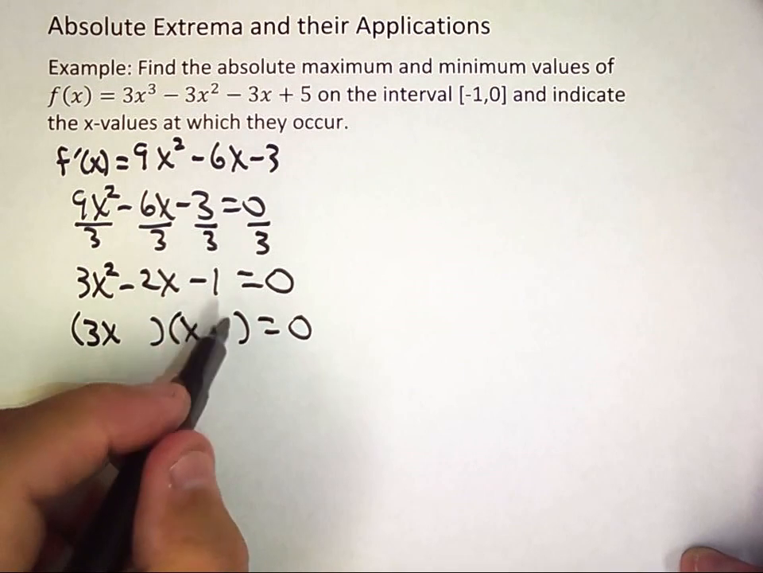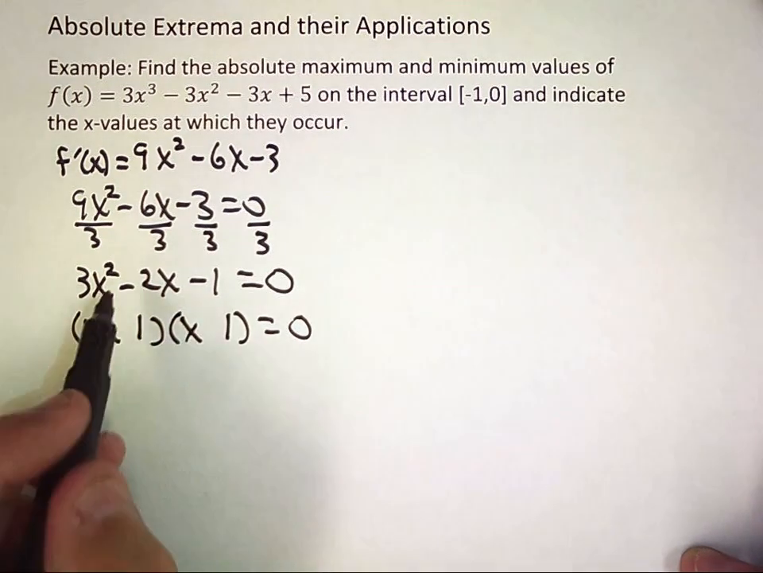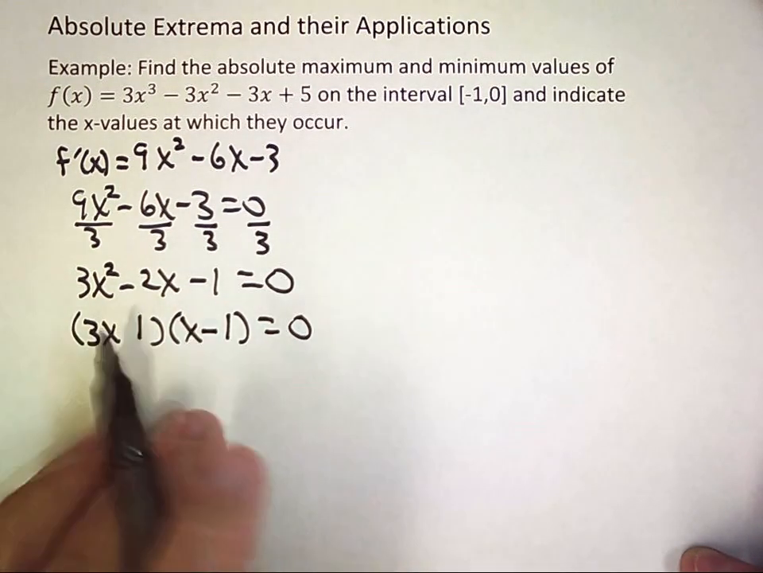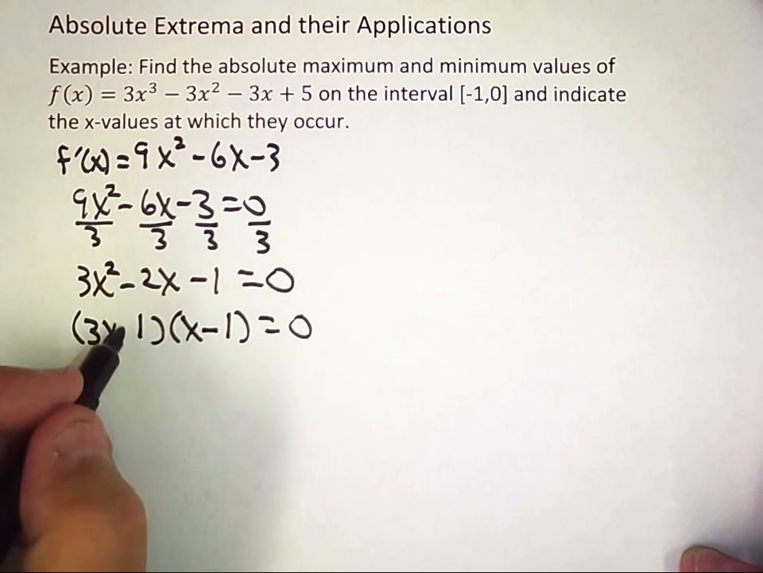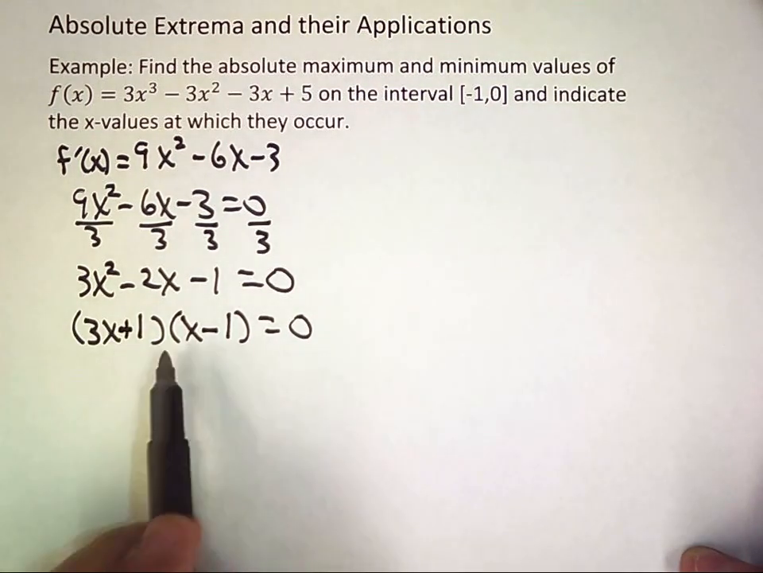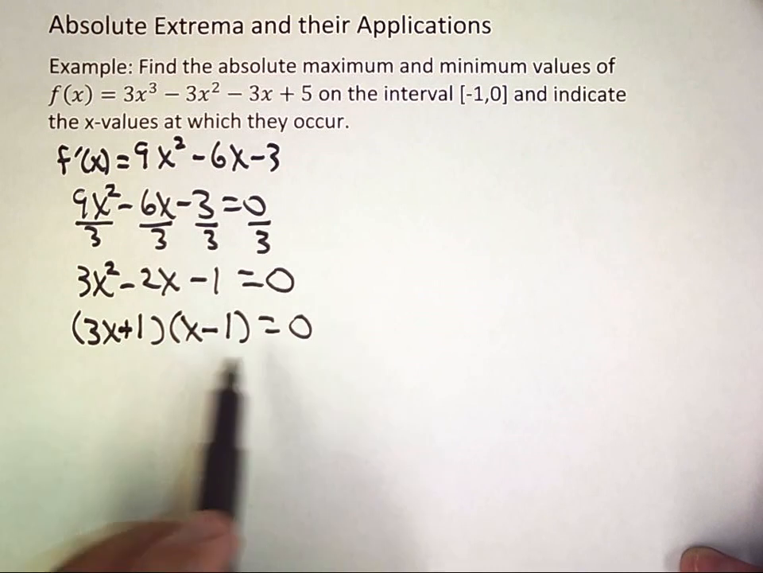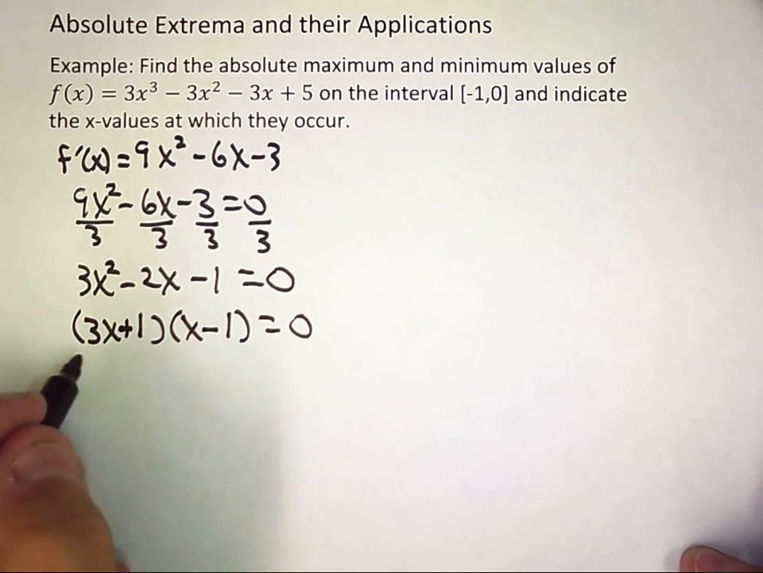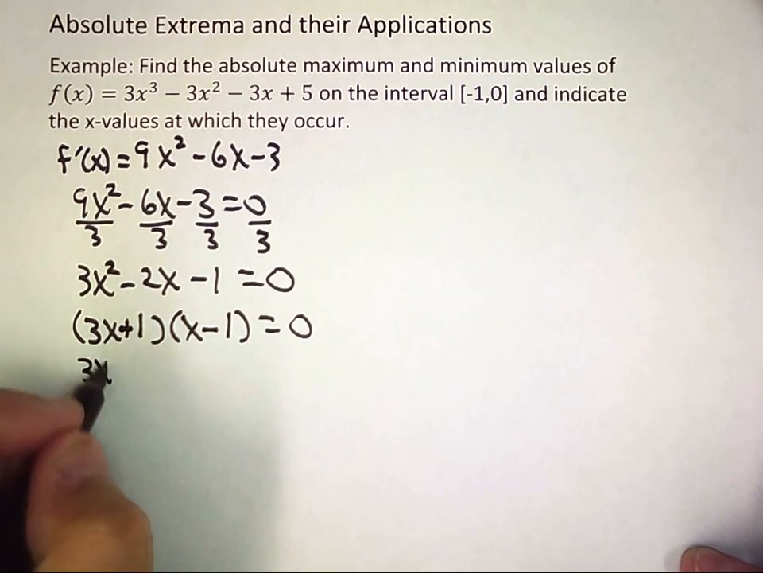3x and x, the only factors of 1 are 1 and 1. I want a negative 2x in the middle, so if I make the 3x negative and the 1x positive, that works. The product of two numbers is 0 only if one or the other of those numbers is 0. So that means I want to set each of those factors equal to 0.